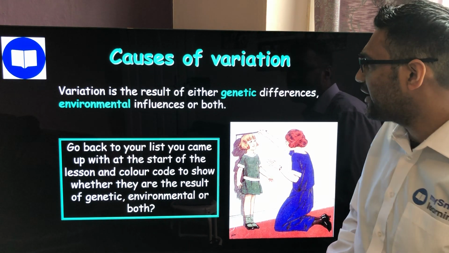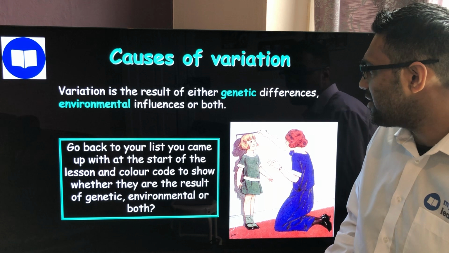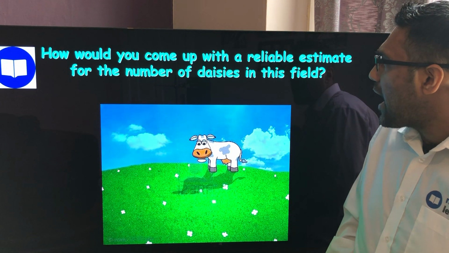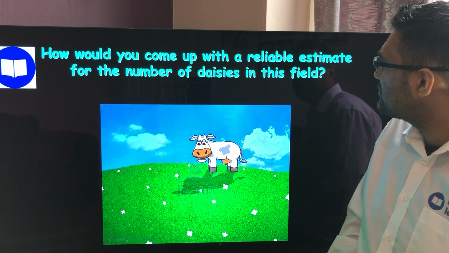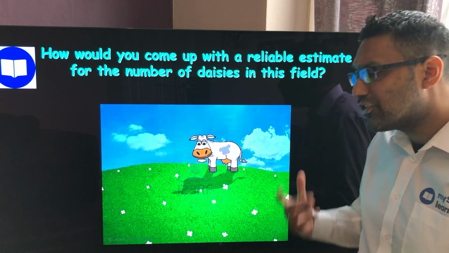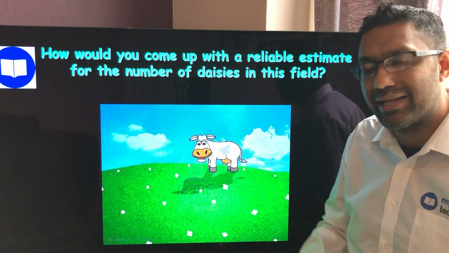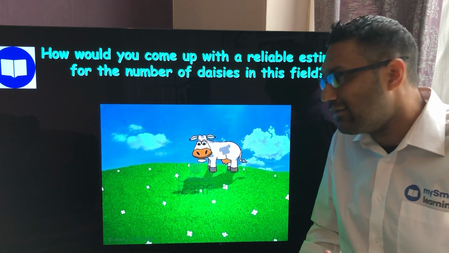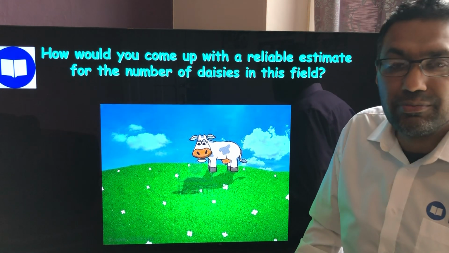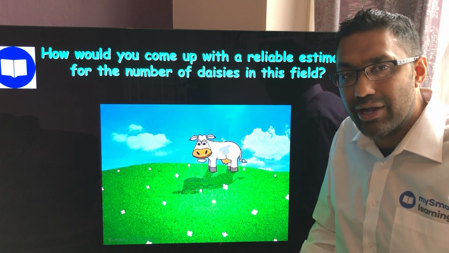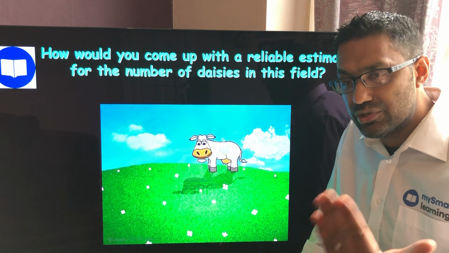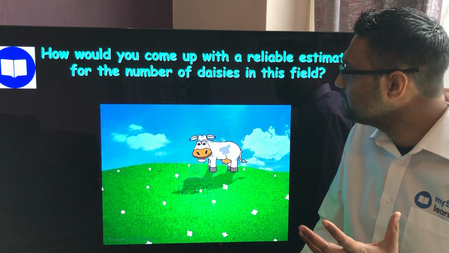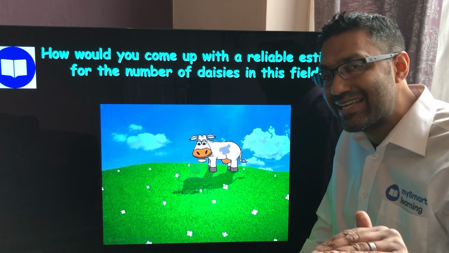So we talked about causal variation being either genetic or environmental or a bit of both. Okay, so how would you come up with a reliable estimate for the number of daisies in this field? So you've done this in your required practical back in your old GCSE, and you're going to do pretty much the same required practical for your A-level. Okay, so random number generator, grid coordinates, quadrats, massive sample, count the stuff in those quadrats, then you're going to need to average them out by doing a mean. So that's what you got up to at GCSE level.